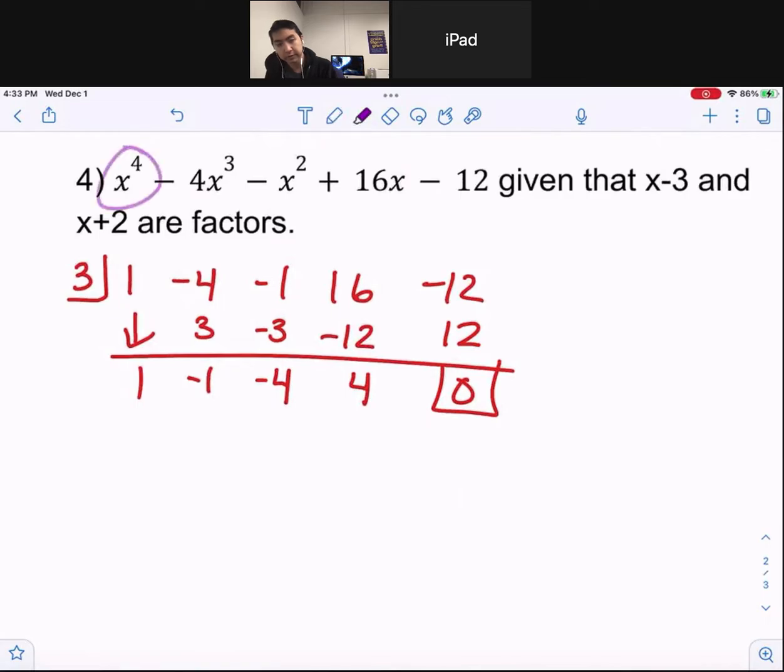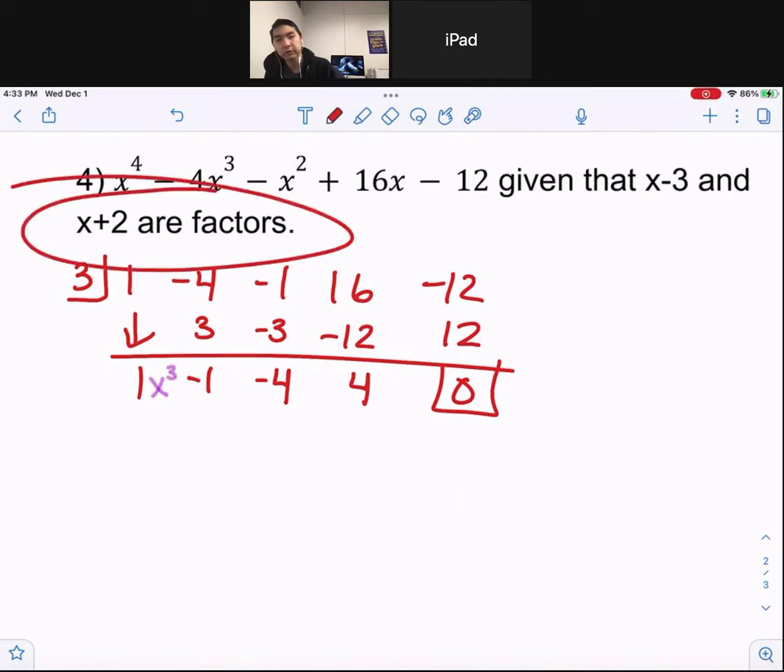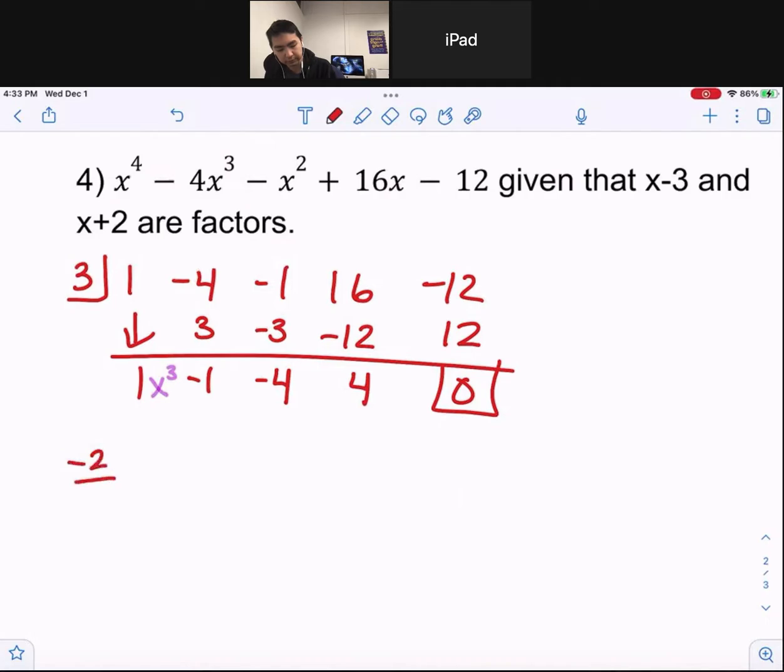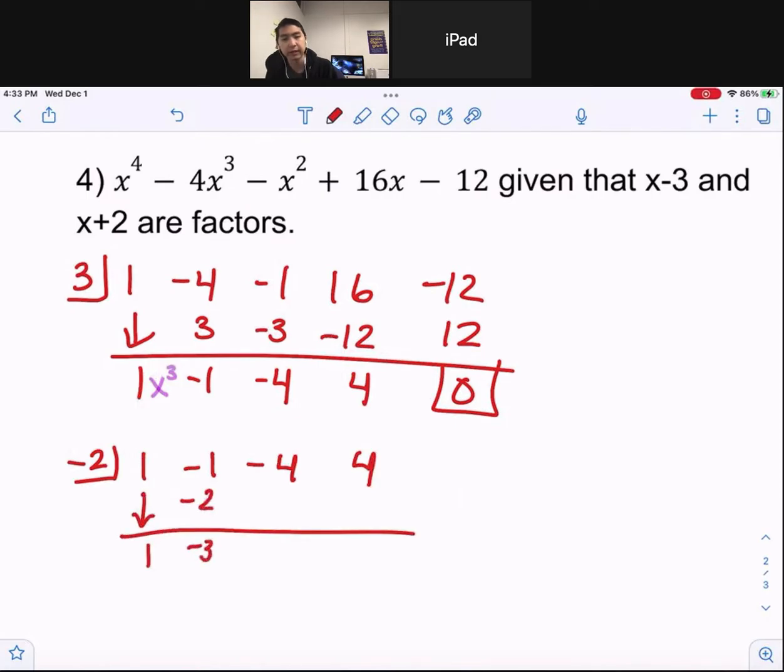So if this is x to the fourth, that means when we did synthetic division, this will be 1 degree less. But let's use our other factor on top of this to do another synthetic division. 1, -1, -4, and 4. Using these now. -2 times 1 is -2. Add, we get -3. -3 times -2 is 6. We add, we get 2. 2 times -2 is -4. We add, we get 0.